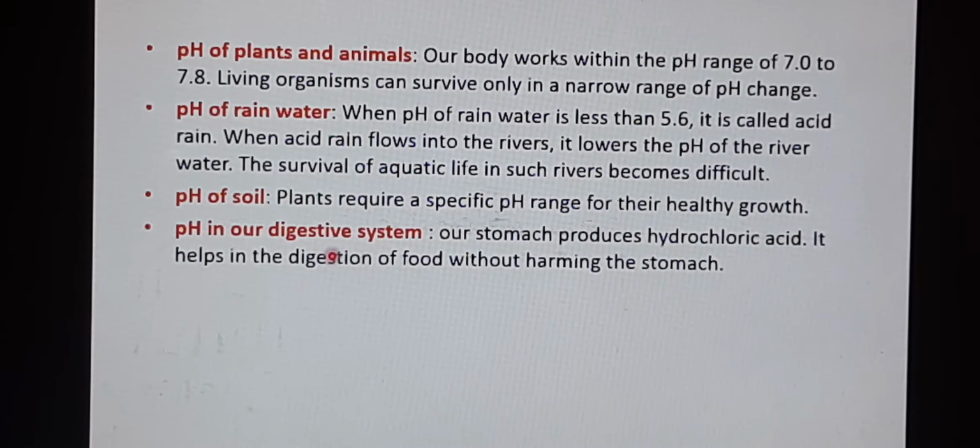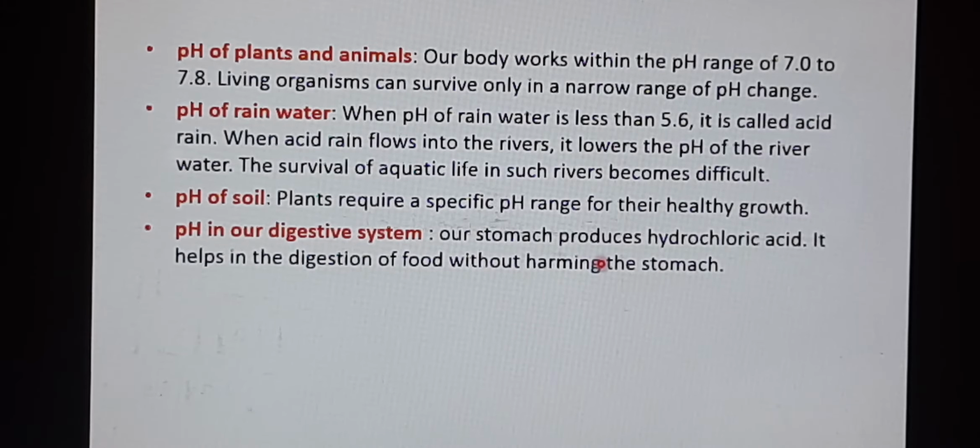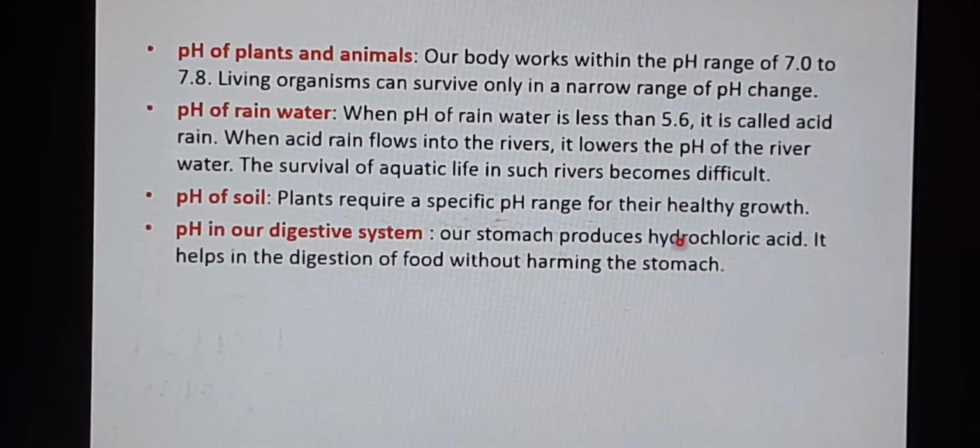pH in our digestive system. In our stomach it produces hydrochloric acid. So in our stomach hydrochloric acid is present, and this acid helps in the digestion of food without harming the stomach. Hydrochloric acid is a very strong acid and its pH value is from 1 to 1.5. pH value of HCl is between 1 and 1.5 since it's a strong acid. So it is very important for the digestion of food.